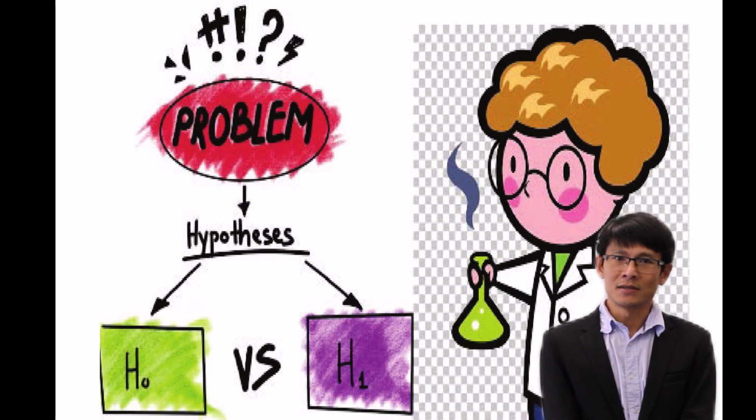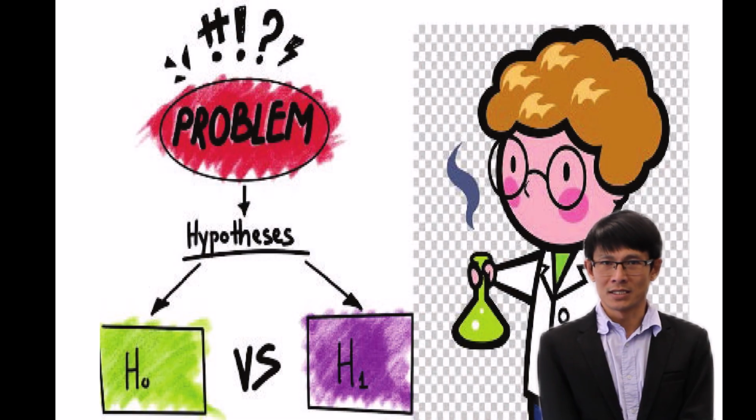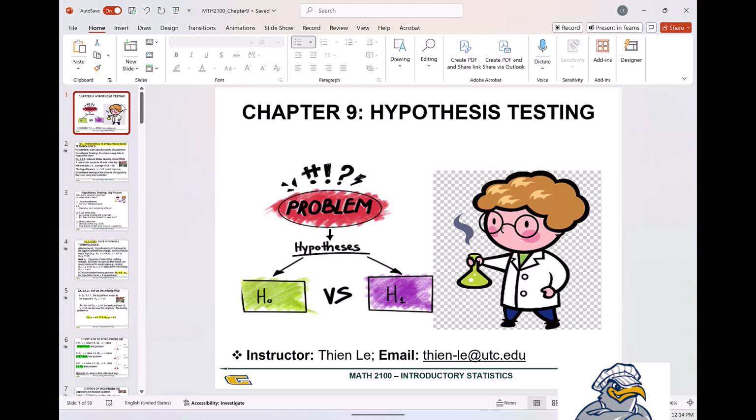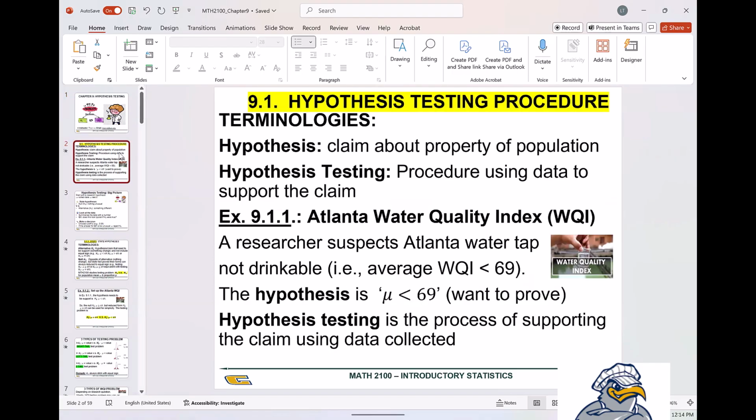In this chapter, we learn how to test claims for both means and proportions, and how to make decisions based on evidence, not just slogans. Now we are going to look at the chapter in detail. So first we look at some terminologies.